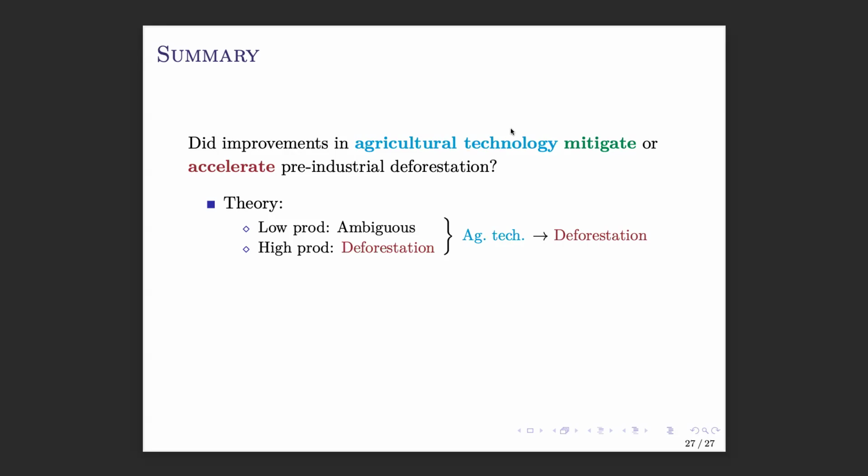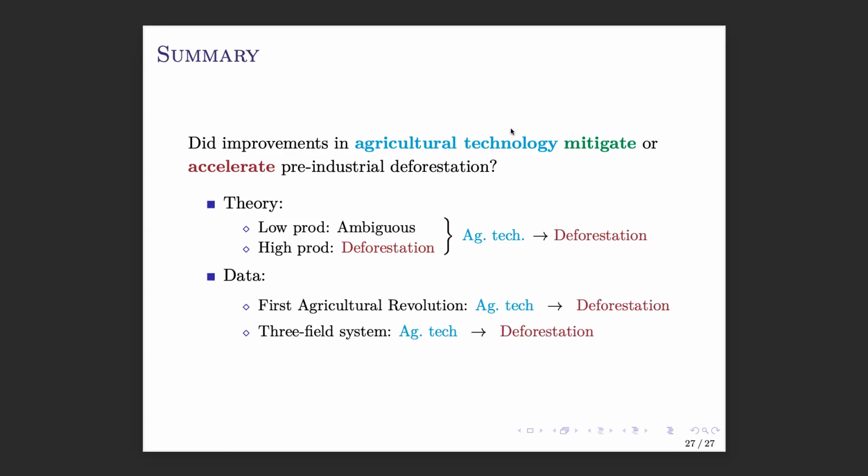But there's this nice cutoff condition such that at high levels of productivity, the ambiguity goes away eventually. Empirically, I tried to show you some analysis that suggests that both at a very high level, from a kind of macro perspective, agricultural technology tends to lead to deforestation, and then zooming in on the three-field system, which might be more germane to my model's concept of agricultural technology, we see a similar thing qualitatively.